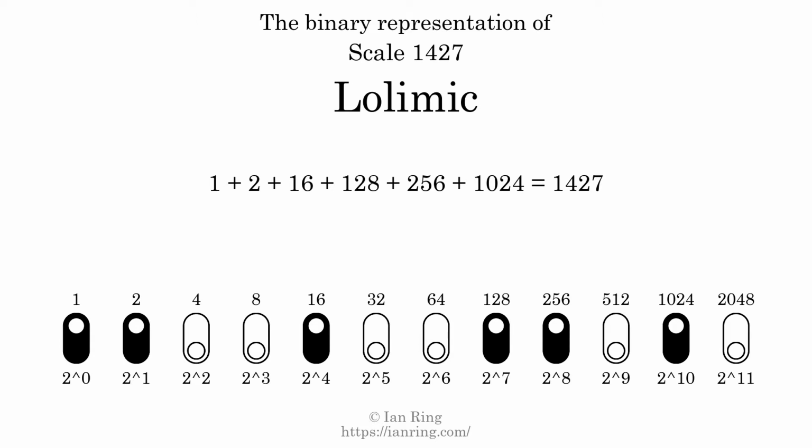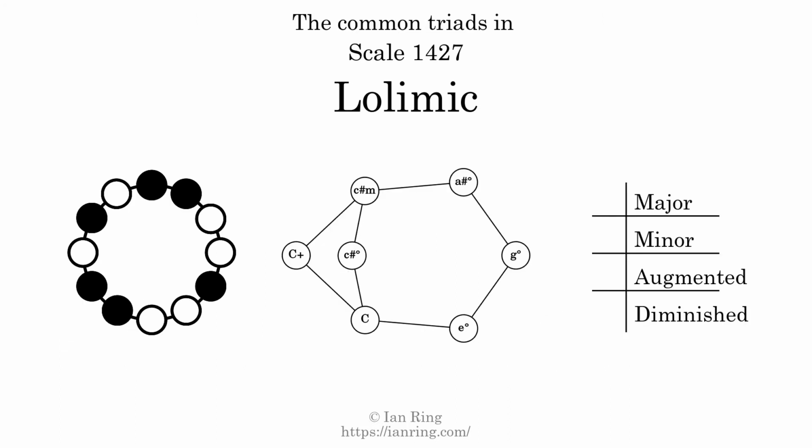1427. The scale number not only enumerates the scale with a unique index, but it also literally describes the tonal content of the scale. Represented as a binary number in base 2, the scale number is 0101100100011. Here are the common triads present in this scale.